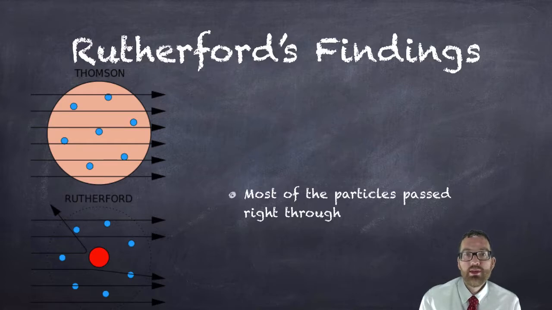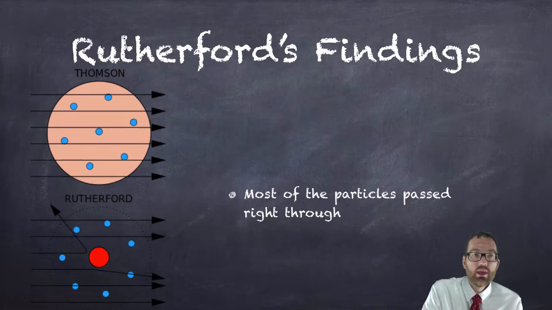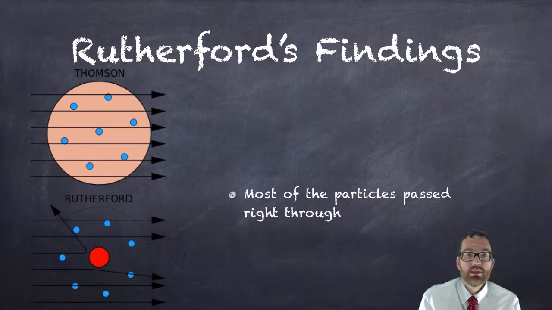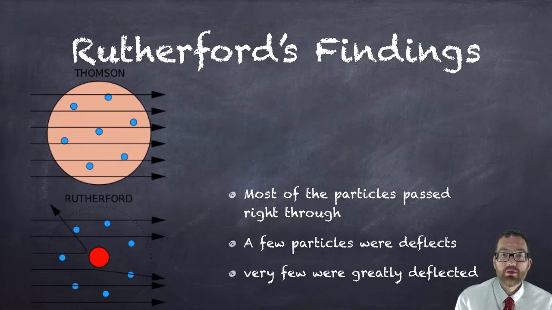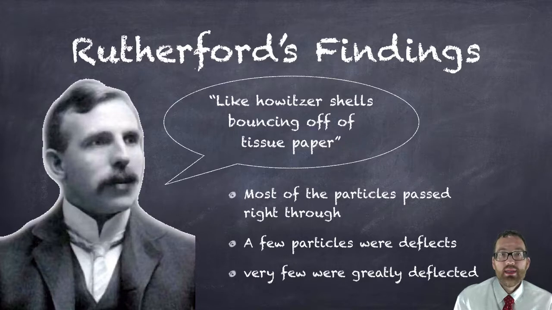So his findings were that most of the particles passed right through. And if Thomson's model was correct, all of the particles would have passed right through, as you can see in this picture. Okay, but what happened was some of them were deflected. Few were greatly deflected, like directly back at the alpha particle emitter. He said it was like howitzer shells bouncing off of tissue paper.